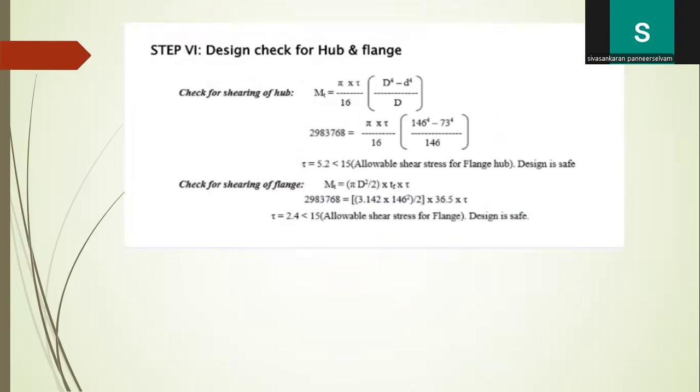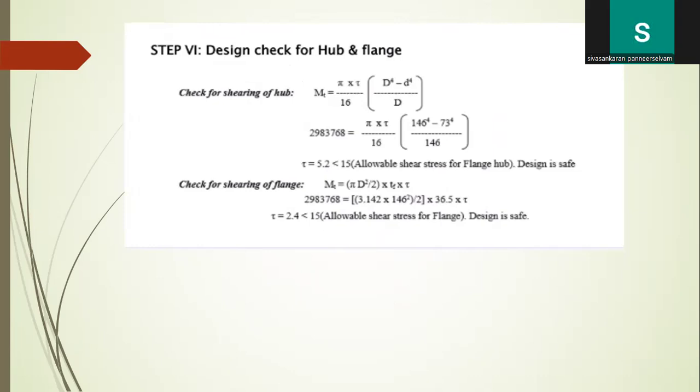Check for hub and flange design. So check for shear stress for the hub. Check for shear stress for the flange design. So apply the proposed equation and find out the calculated value of the shear stress in the hub and compare with the allowable shear stress for the hub. So it is safe. So 5.2 Newton per mm square is less than the allowable shear stress for the hub, 50 Newton per mm square. So it is a safe condition.